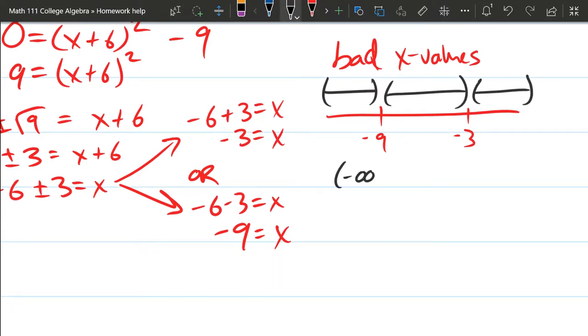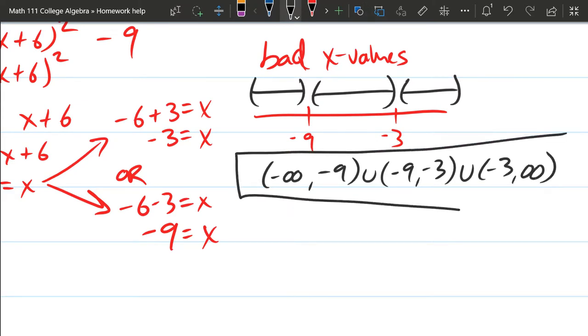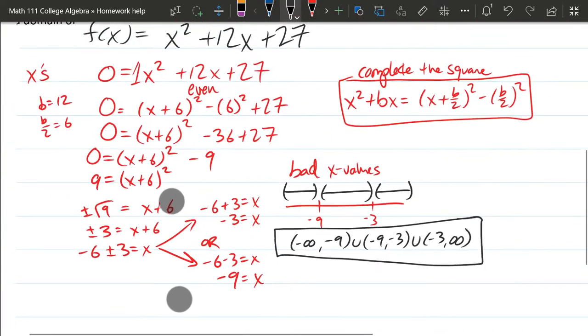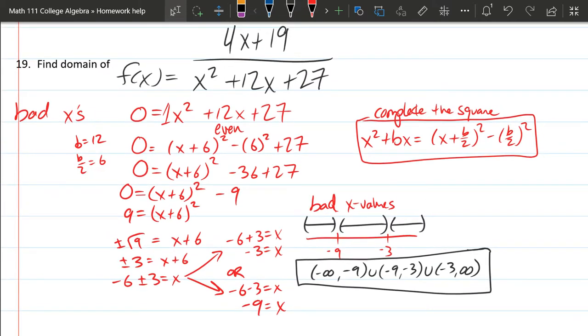So our left interval goes negative infinity, negative 9. Our middle interval goes negative 9, negative 3. These are open. You do not want to include negative 9 and not include negative 3. So that will be your answer for what are the good x values. Again, I color coordinated this, so all the bad stuff's in red, good stuff's in black. All right, so we took all that work to get the bad ones and wrote down everything that was not bad.